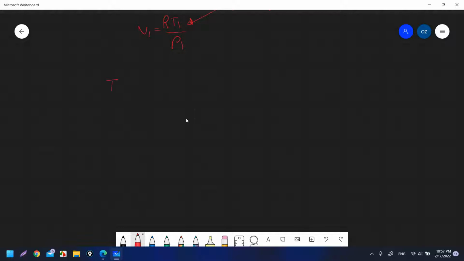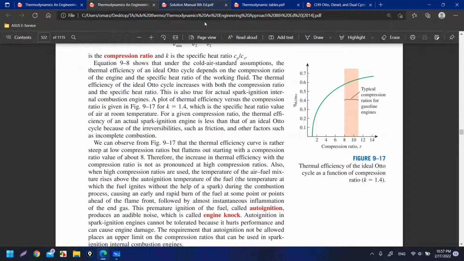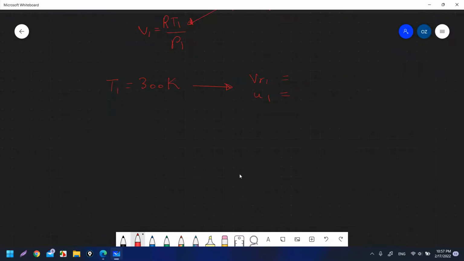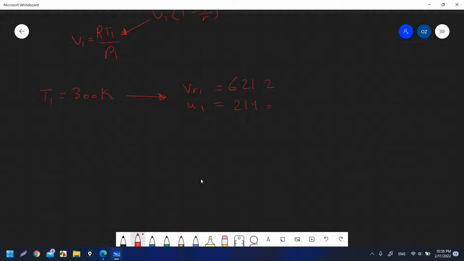So I will start using what we wrote, that we have T1 300 Kelvin, and we will use it to find vr1 and u1. At 300 Kelvin in the thermodynamics table, we have u1 equal to 214.07, and vr1 is 621.2. vr1 is a dimensionless quantity, and u1 is 214.07 kilojoule per kilogram.